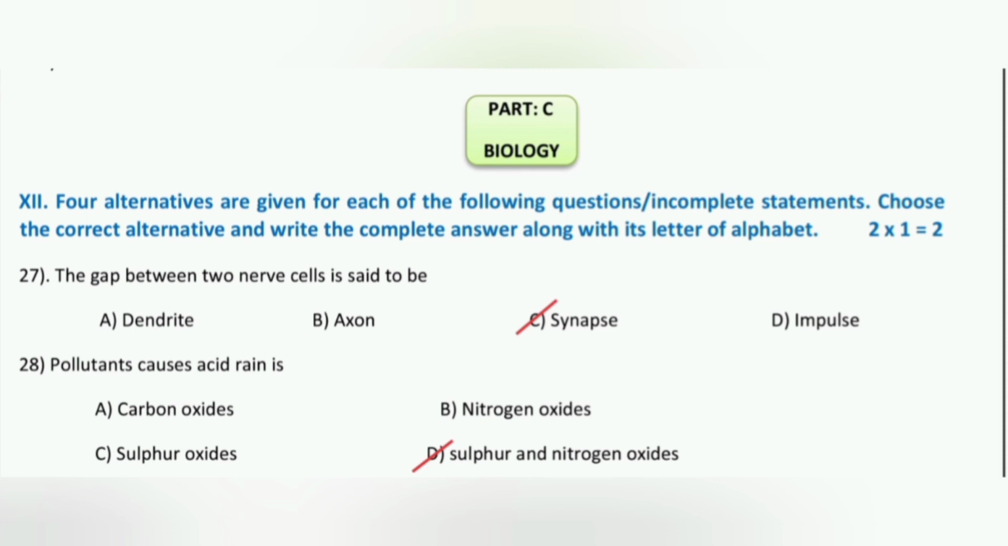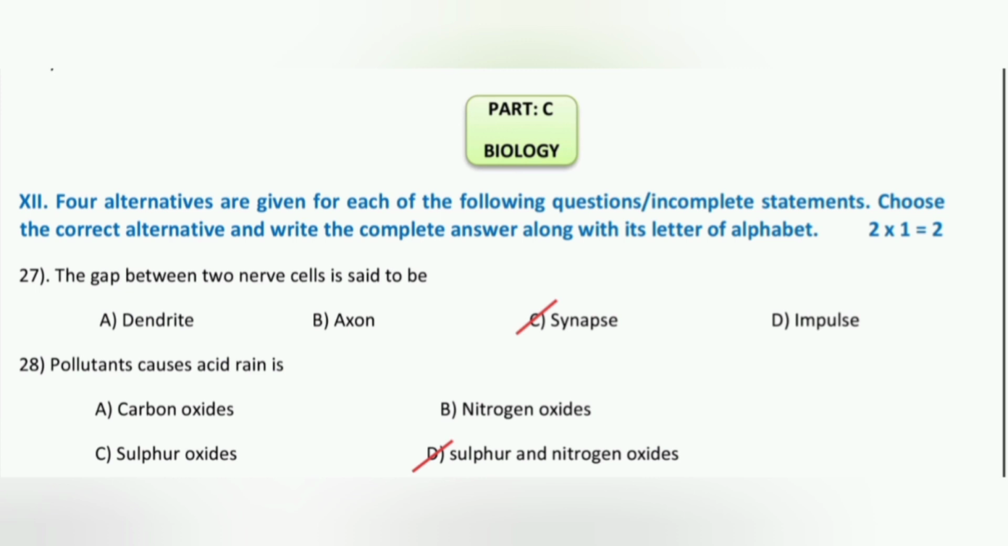Now part C, biology MCQs. The gap between two nerve cells is said to be, the correct answer is synapse. The gap between two neurons or nerve cells is called a synapse.